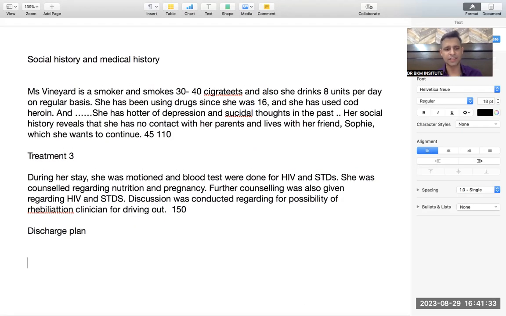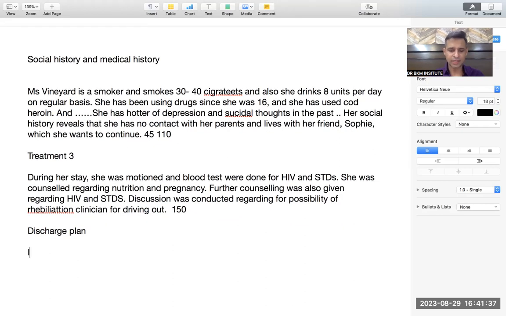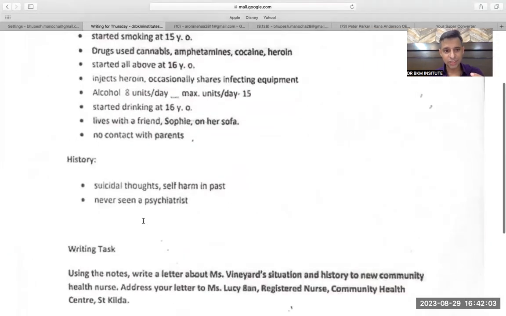Now the last paragraph, discharge plan. Discharge plan is when we write to the community health nurse what we want her to do. This is the main purpose in detail. It would be greatly appreciated if you can. So now I'm telling the nurse, it would be greatly appreciated. So I'm asking the nurse, it would be greatly appreciated if you could. That is the last paragraph, please. Then we will have discussions.